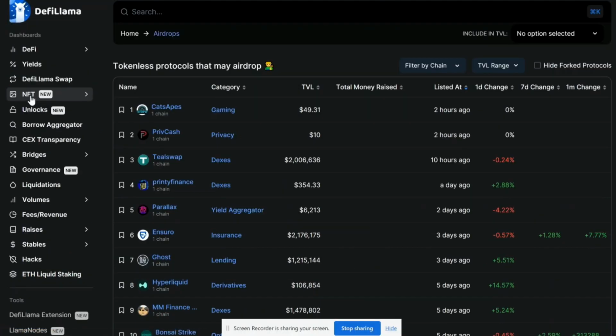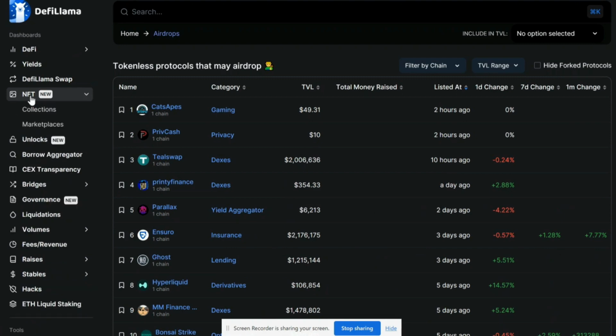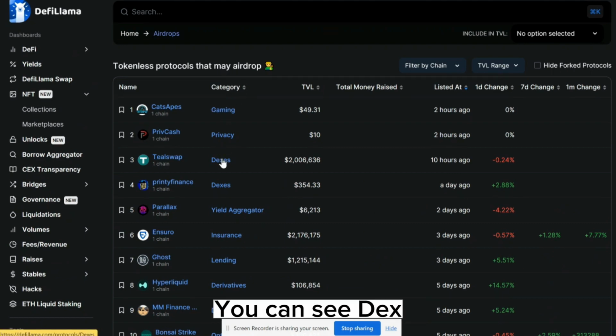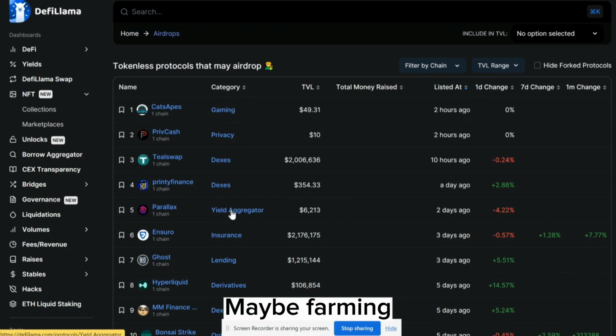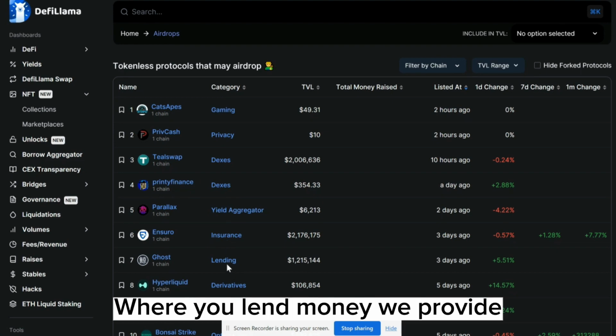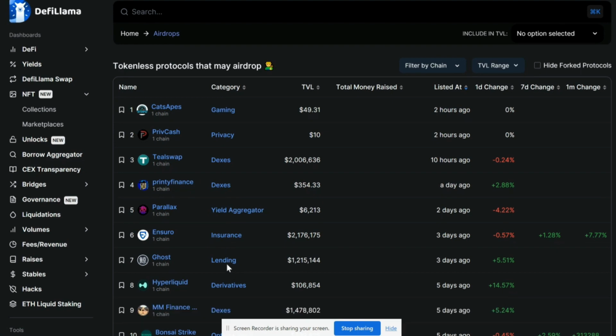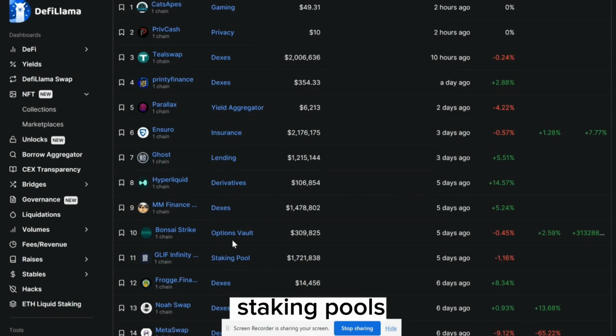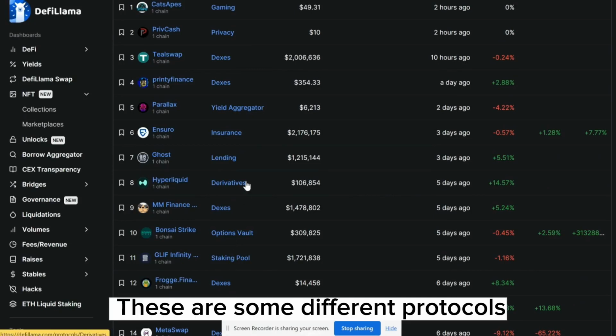Now if you go to the next, you see airdrops. Airdrops lists the protocols that do not have tokens yet, they're just starting up, and there are different blockchains and categories they are building. You can see gaming, DEXs, decentralized exchanges, yield aggregators like farming, a DeFi protocol where you earn passive income by locking or staking your assets, insurance to protect your assets, lending protocols where you provide collateral in the form of tokens and use it to collect loans, derivatives, option vaults, staking pools. These are some DeFi protocols.